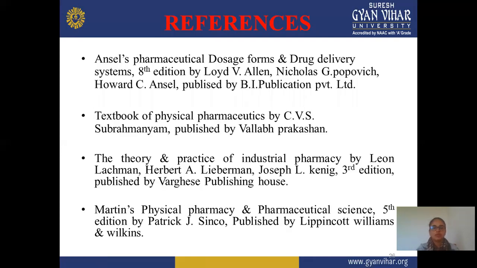Next is the reference part. These are some references: Pharmaceutical Dosage Forms and Drug Delivery Systems, 8th edition by Loyd V. Allen, Nicholas G. Popovich, Howard C. Ansel, published by the publication. Next reference is Textbook of Physical Pharmaceutics by C.V.S. Subrahmanyam. Next, third reference is The Theory and Practice of Industrial Pharmacy by Leon Lachman, Herbert A. Lieberman, and Joseph L. Kanig, third edition, published by the publishing house.